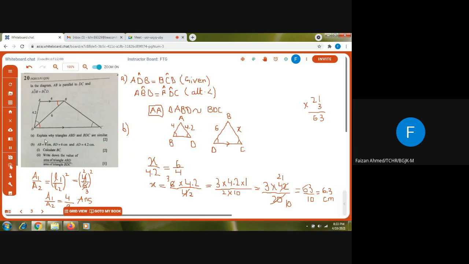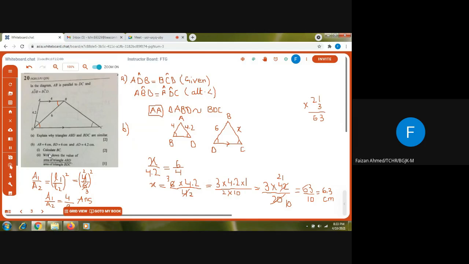In the first part we have to explain why triangles ABD and BDC are similar. And in the next part we have been given some dimensions, and we have to find the length of BC, and we have to write down the ratio of the areas of these two triangles.